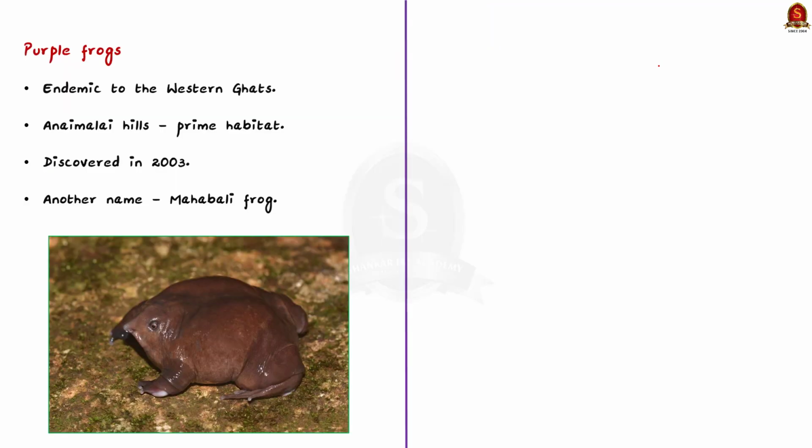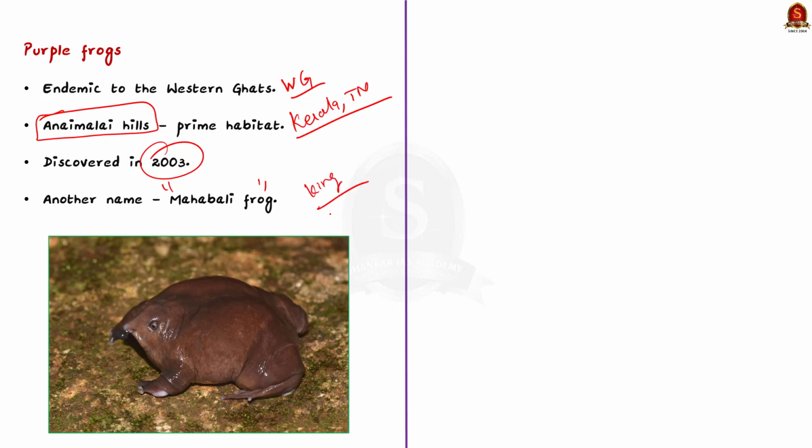This frog is endemic to the Western Ghats. Its distribution is limited mainly to Kerala and some parts of Tamil Nadu. The Anamalai Hills is one of its prime habitats in Tamil Nadu. It was only discovered in 2003. This frog is also called the Mahabali frog. This is because there is a similarity between the mythological king Mahabali and this frog. King Mahabali was banished to the underground and he only visits people once a year.